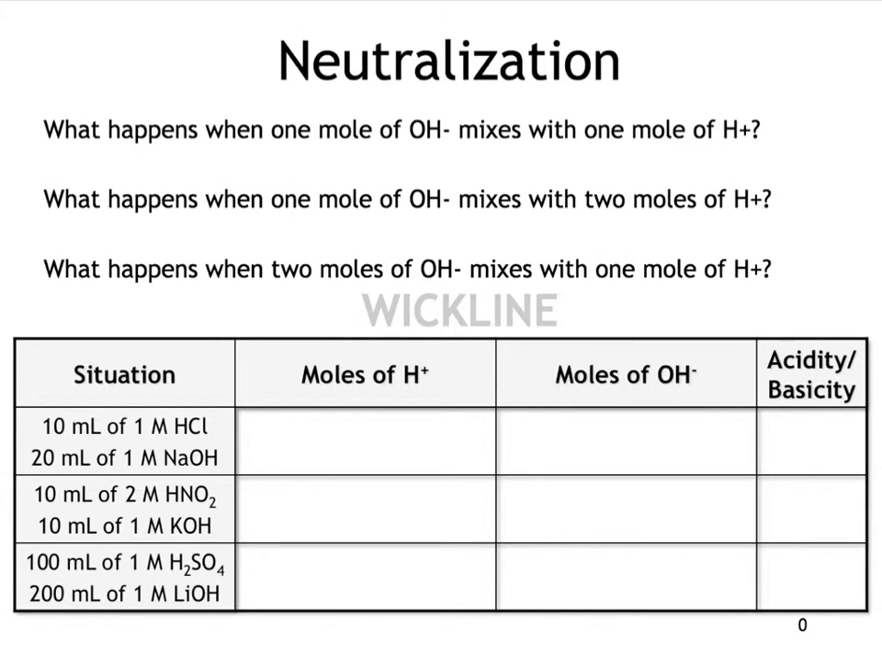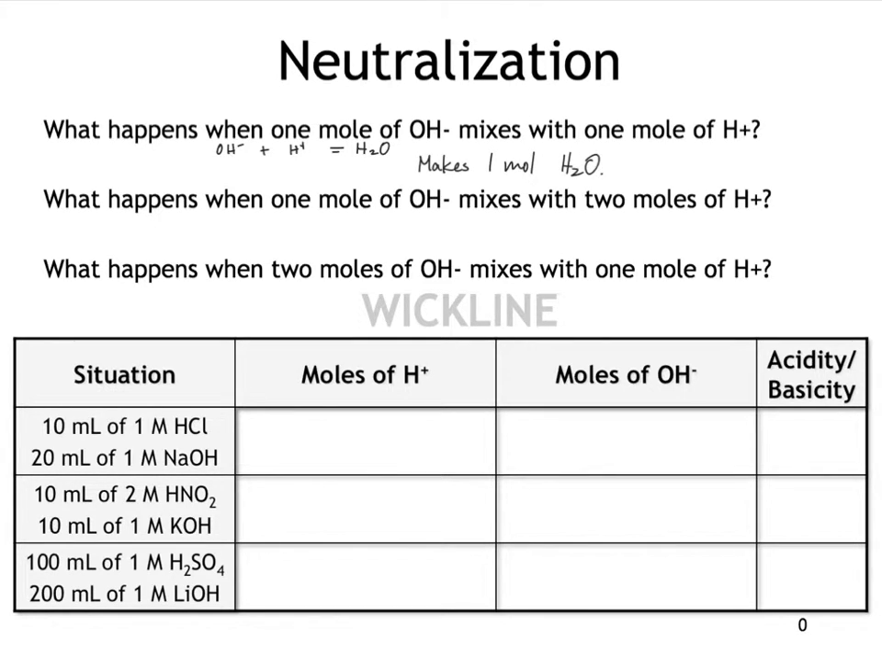Okay, neutralization is at the heart of any good titration. So neutralization is when acids mix with bases, but we can get more specific. For instance, what happens when 1 mole of hydroxide mixes with 1 mole of hydrogen? Since hydroxide and hydrogen combine to make H2O, or water, in a 1-to-1 ratio, then 1 mole of hydroxide with 1 mole of hydrogen really should just make 1 mole of water.